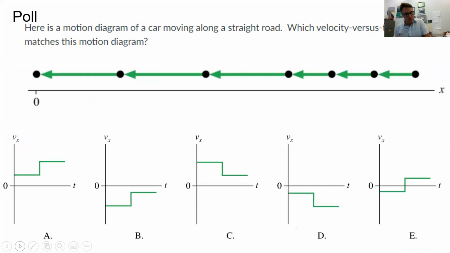Here's the motion diagram of a car going along a straight road. Which velocity versus time graph matches this motion? There's A, B, C, D, and E. I'm going to launch the poll and let you think about it for a little bit. This is sort of a conceptual question. There will be some quick conceptual questions on the quiz.